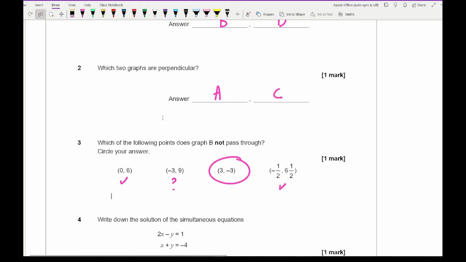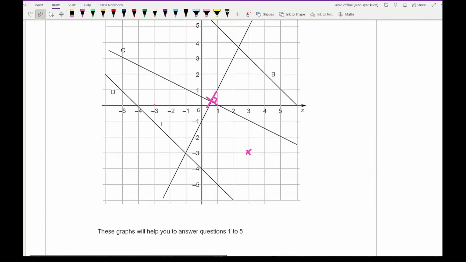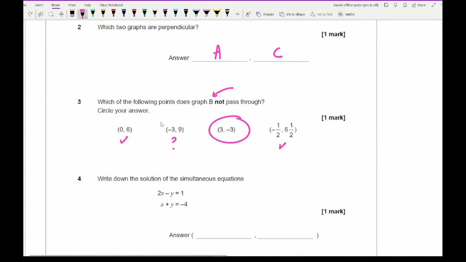Another way of doing it is if you actually use the equation. So the equation for graph B is, let me just go back up to have a look at it, x plus y equals 6. So if we substitute these coordinates, I've got 3 plus minus 3. Does that equal 6? No, because that equals 0. So therefore, it's not going to be true. Whereas if we did this one, if we weren't too sure, does minus 3 plus 9 equal 6? Yes, it does. So that one does actually lie on line B.